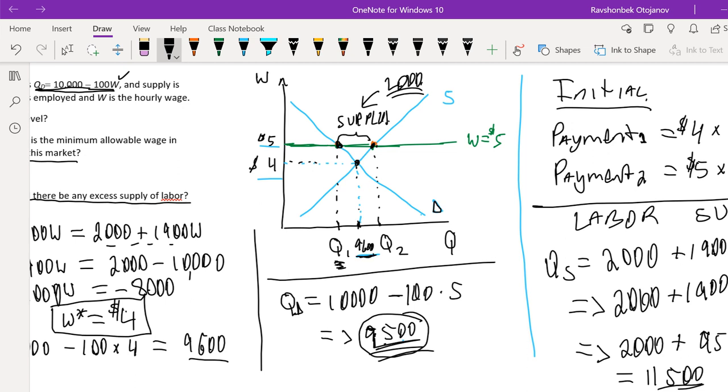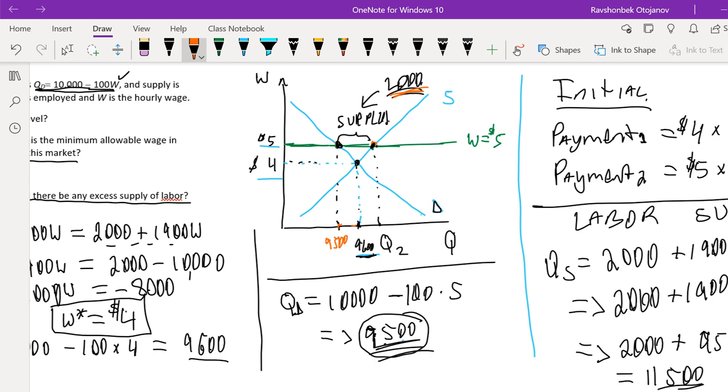Now with the new wage rate, the employed number of people is, if I state it here, 9,500. So 100 people lost their jobs. They are in this 2,000 people group. Basically, they are part of this group of people looking for a job now.